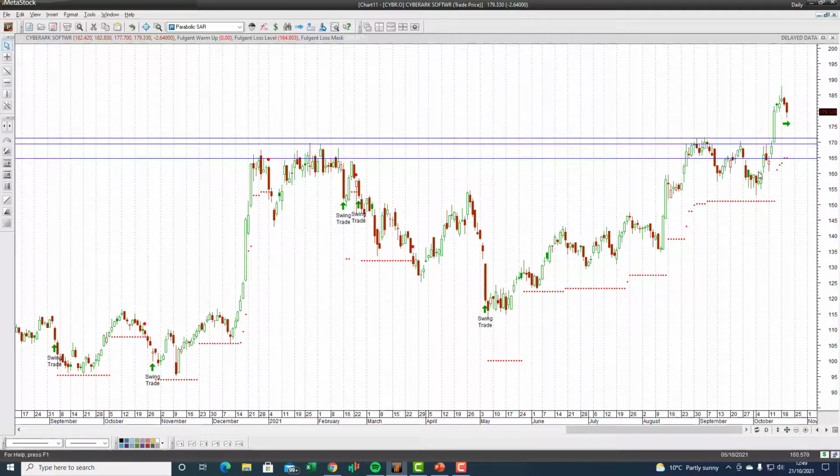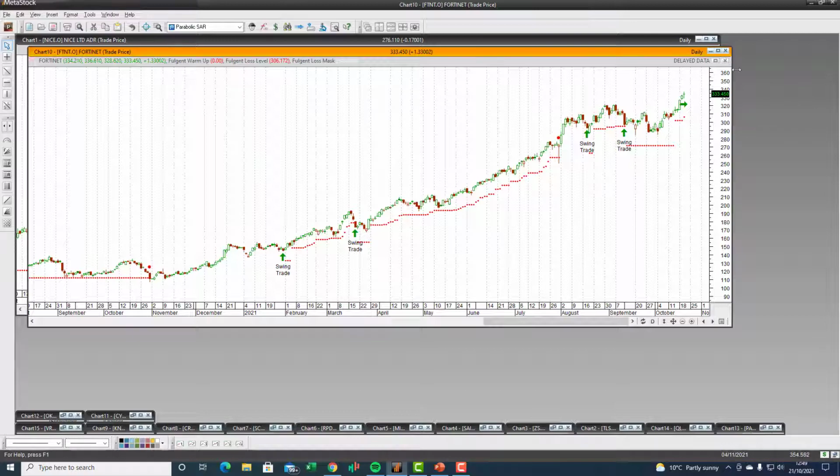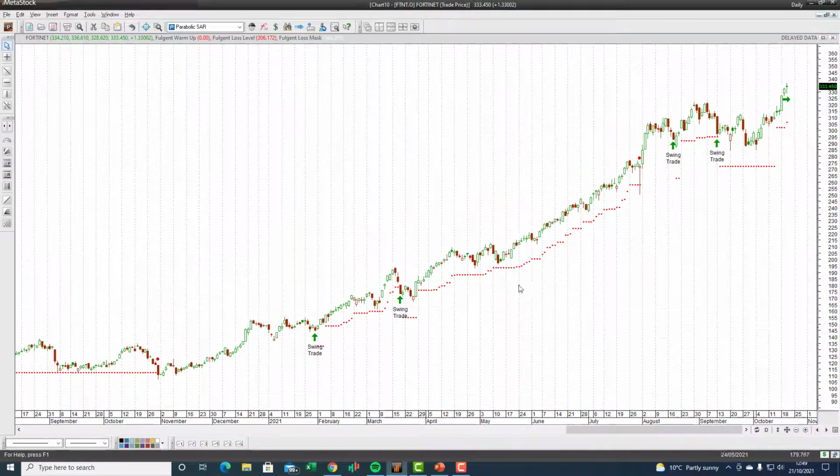So there is a risk that after the breakout, it can snap back to the 170 level and then rally from there. But so far, so good. A fantastic trade in here, roughly at about 115 and trading close to 180. CYBR software, fantastic AI-generated trade there. Fortinet's the next one, where we've got a fantastic long swing trade trend there.